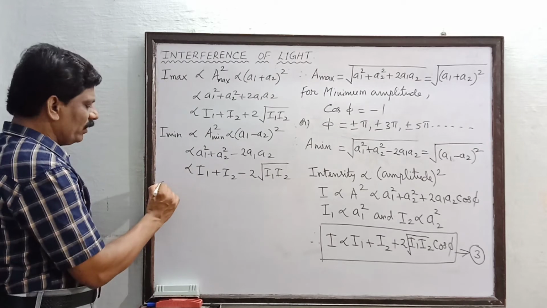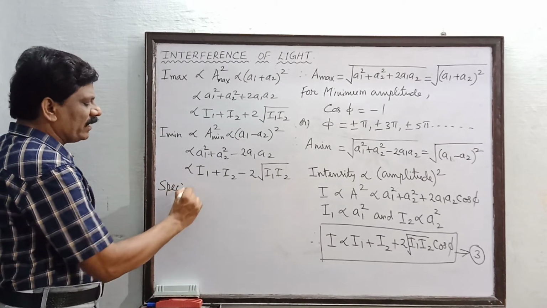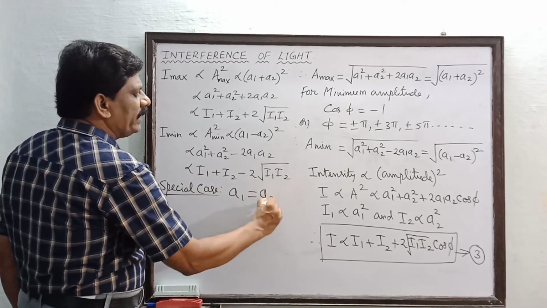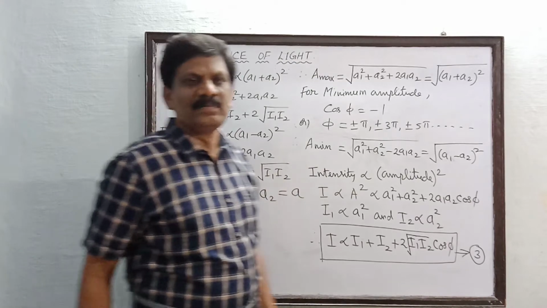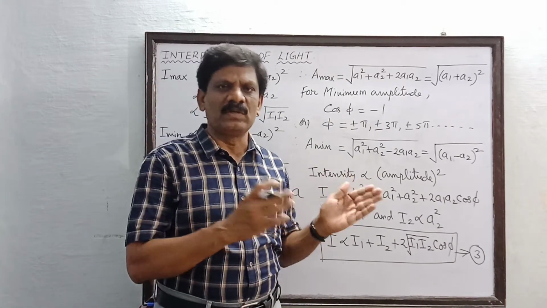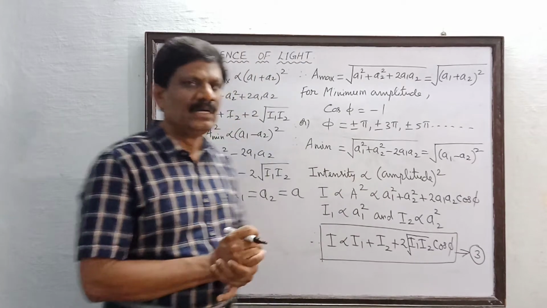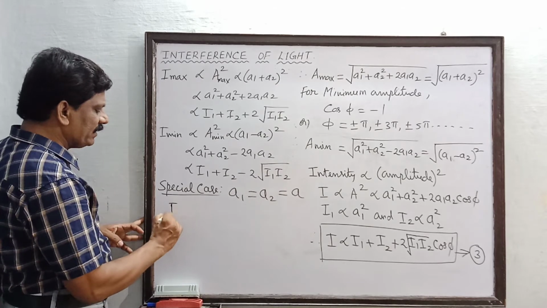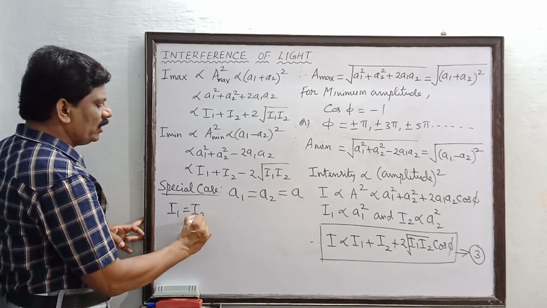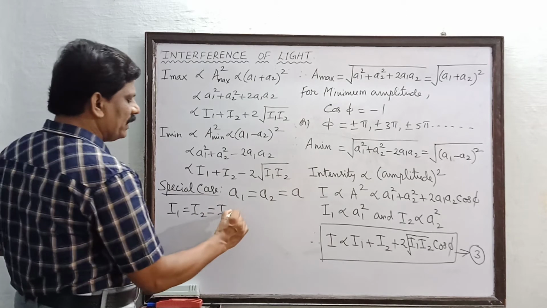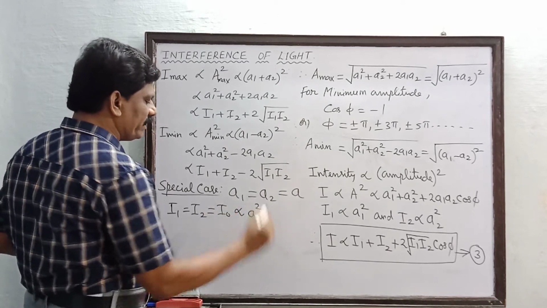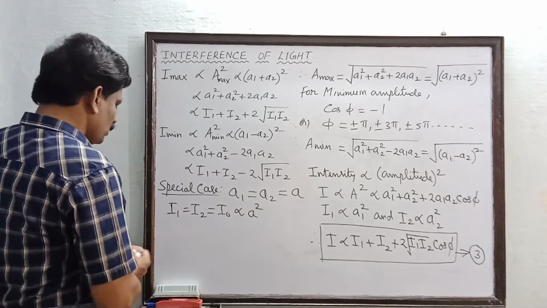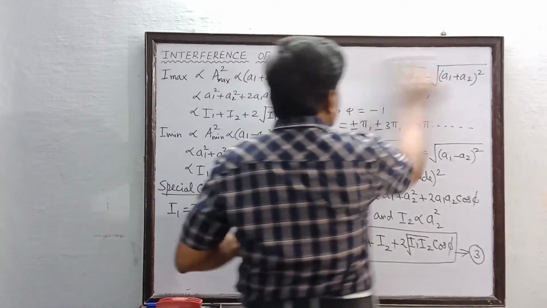Now once again, what will be the special case? I am going to consider a special case where A1 is equal to A2 is equal to A. That means both the waves emitted by the source S1 as well as S2 have the same amplitude. So in that case, if A1 is equal to A2 is equal to A, then intensity I1 is equal to I2, which is equal to I0, and it is proportional to A square. So I0 is proportional to A square. Understand? So I am going to write here.